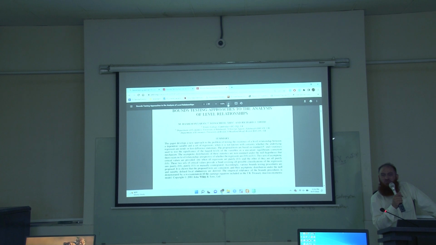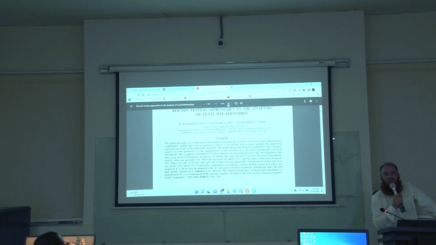Every combination will give you a separate bound. Suppose you have 5 total variables out of which 2 are I1, then there will be another bound. If you have the same set of variables and 3 are I1, the bound will become different. But in all the scenarios, the bound will remain in between the lower and upper bound, which are valid for I0 and I1.